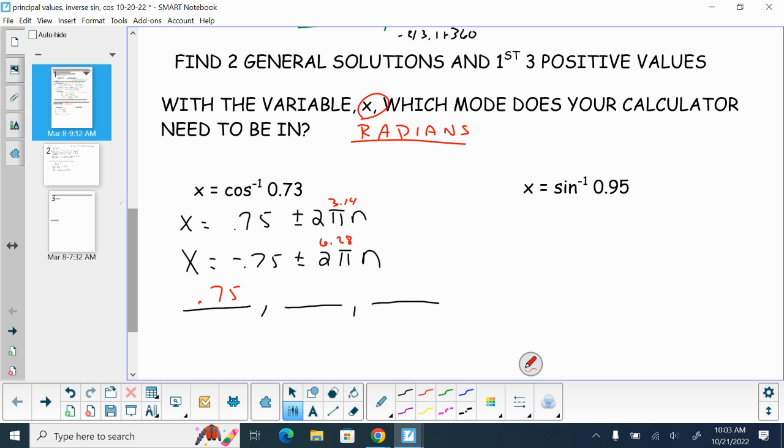Now to find my second value, I can take my negative 0.75, add 6.28. That's why I tell you to go 2 decimal places with radians, because I'm going to use the 6.28. So if I go 2 decimal places with my values that I come up with on my calculator, I can then use 6.28. I have the same number of decimal places. What do we have for the second value, Jacob?